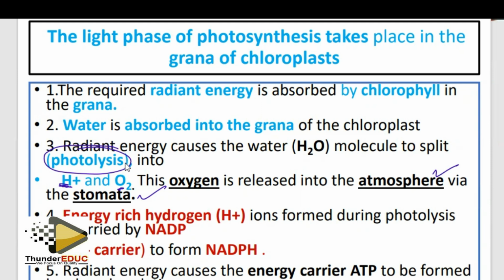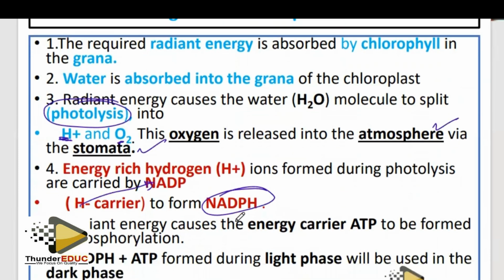So now this energy-rich hydrogen, or the energized hydrogen, formed during this process of photolysis, is then carried by NADP, meaning that it's going to be attached to NADP. So this is going to be attached here and then forms NADPH. So now it's the NADPH which moves to the dark phase.